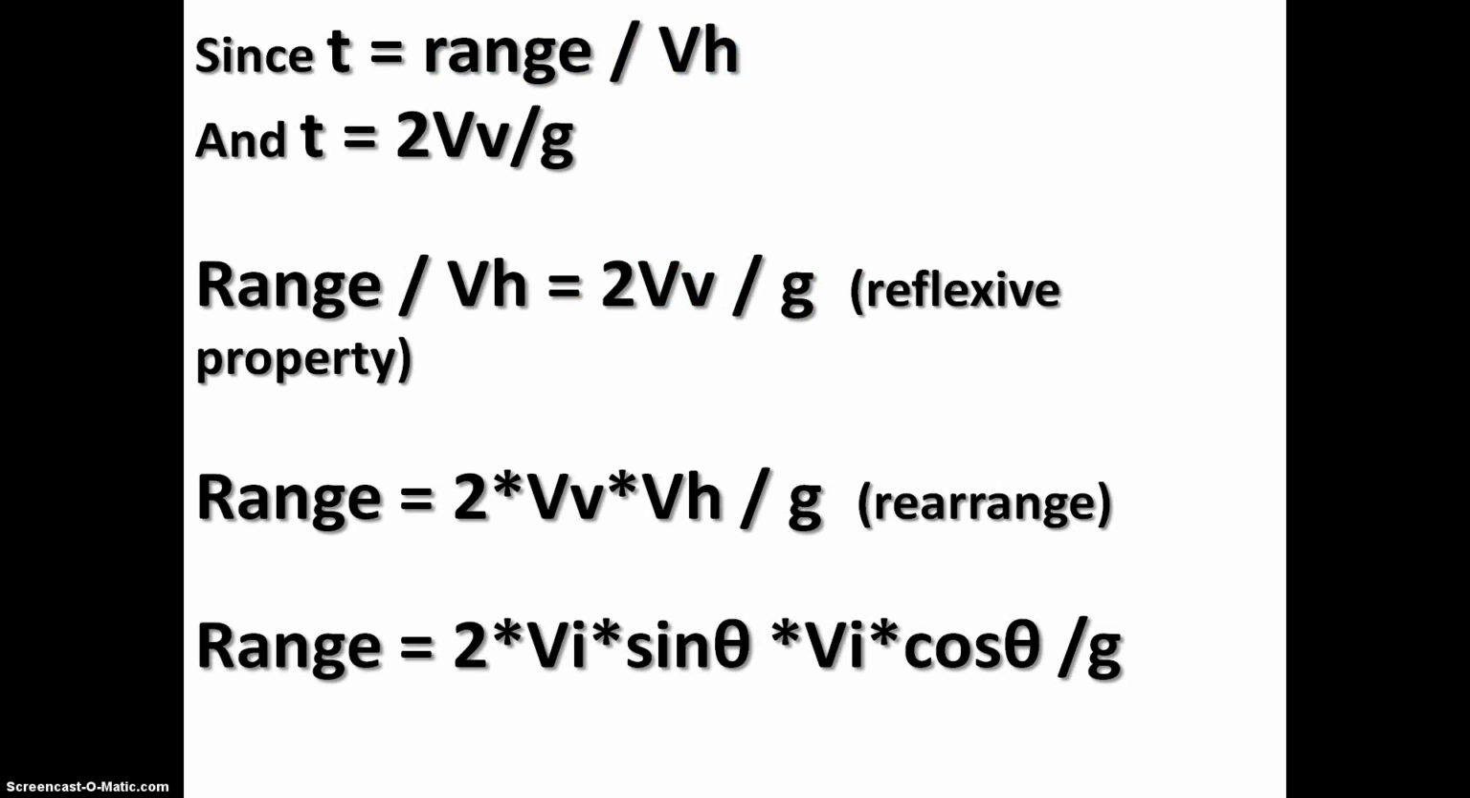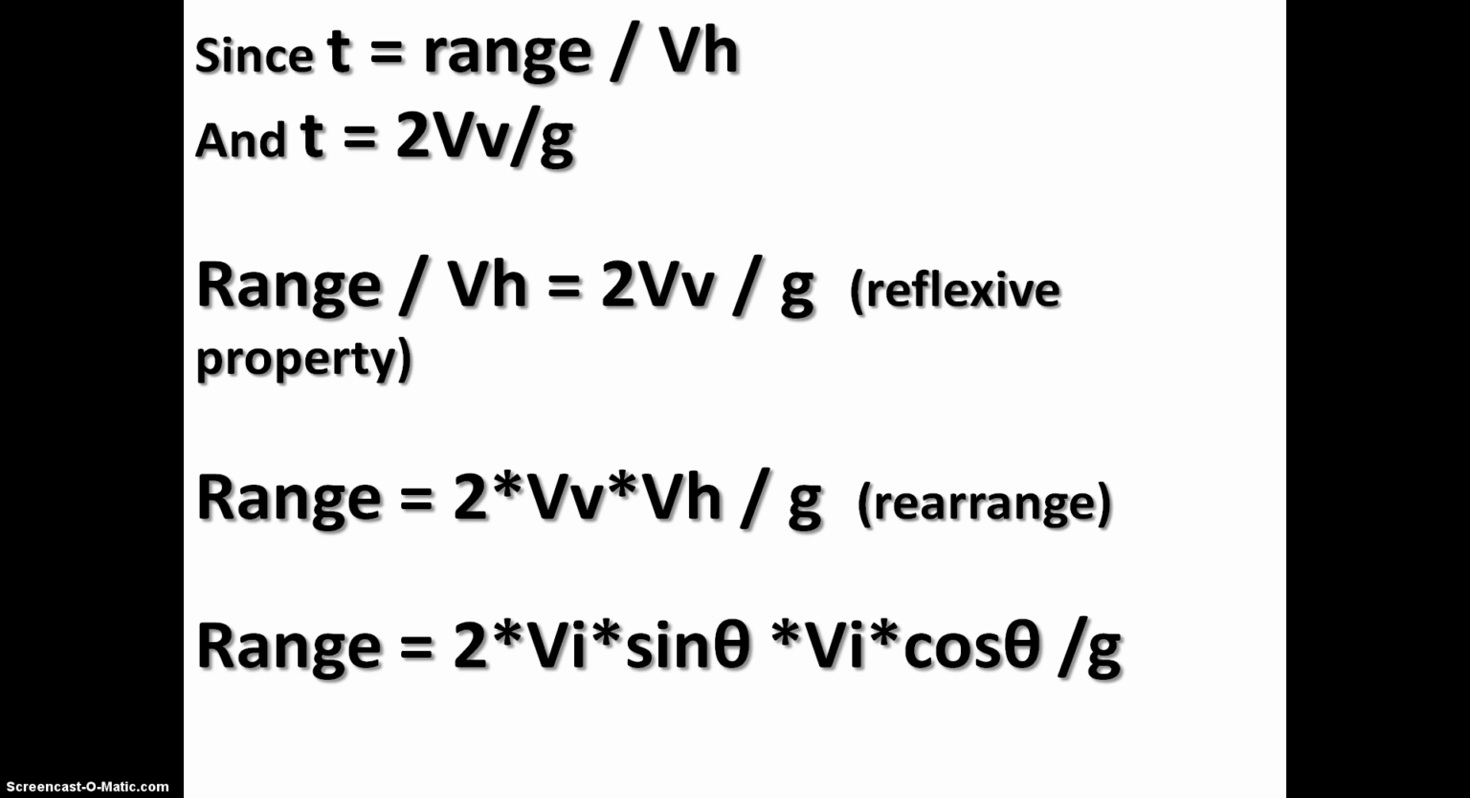Okay, so based on our equations, time is equal to range divided by VH. Time is also equal to 2 times VV divided by G. Since those times have to be exactly the same, we can use the reflexive property and combine them together, and so range divided by VH is equal to 2VV over G. And again, these steps really aren't important, it's just to show you how this equation comes about. So we can rearrange that equation a little bit, and so the range is equal to 2 times VV times VH divided by G.